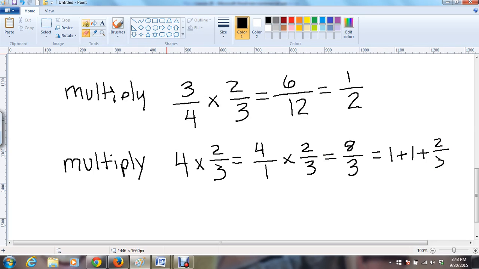8/3 is just 2 and 2/3 because 3 goes into 8 2 times with 2 left over. So 2 and 2/3. If you think about it as a division problem, 3 into 8, 3 goes into 8 2 times with 6 left over. 2 times 3 is 6. 8 minus 6 is 2. 3 does not go into 2, so 2 is the remainder.